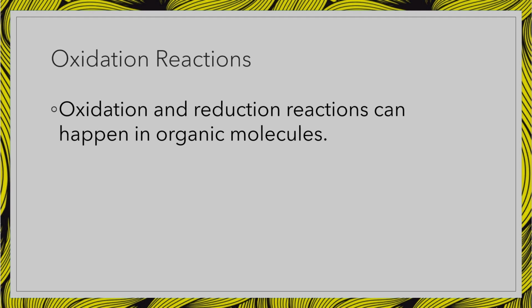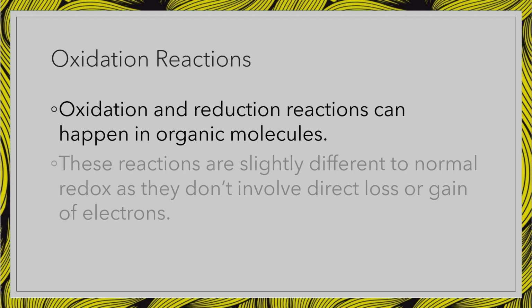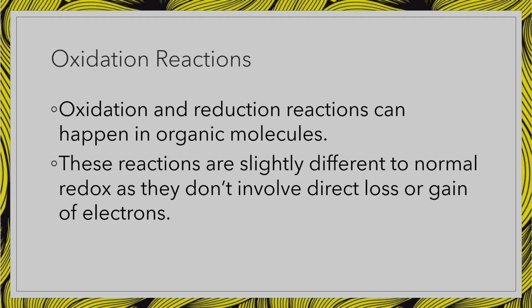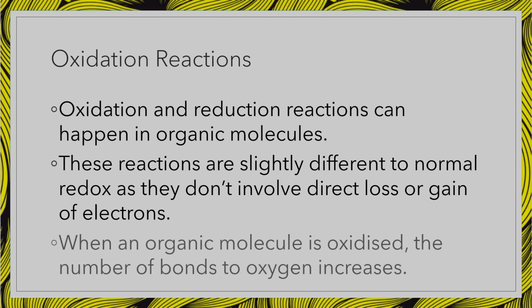Now, oxidation reactions. Oxidation and reduction reactions can happen in organic molecules, but it's slightly different because typically we talk about redox in ionic compounds, okay? But this is in a covalent compound, so it's a little bit different. They don't really involve direct loss or gain of electrons. It involves partial loss, and we're not actually going to look at oxidation numbers or anything like that. We're just going to use this bit of a cheat. So when an organic molecule is oxidized, the number of bonds to oxygen increases. So that's how we can think about it for organic stuff.